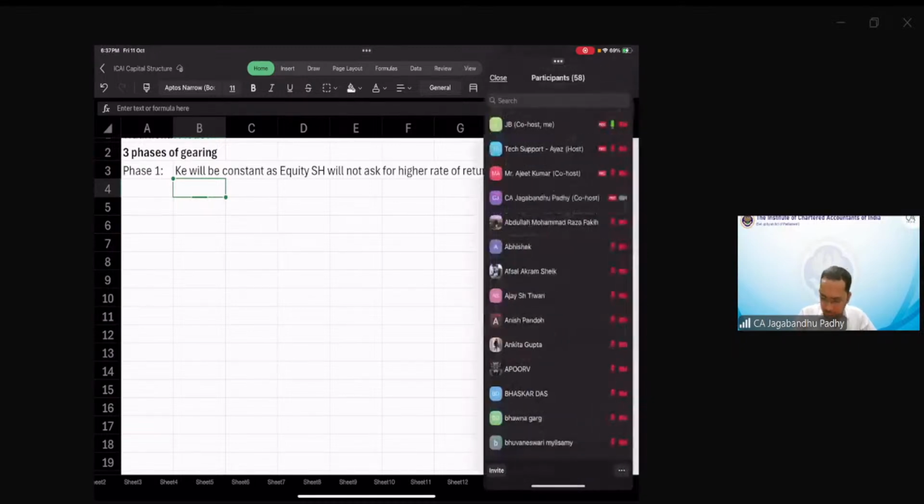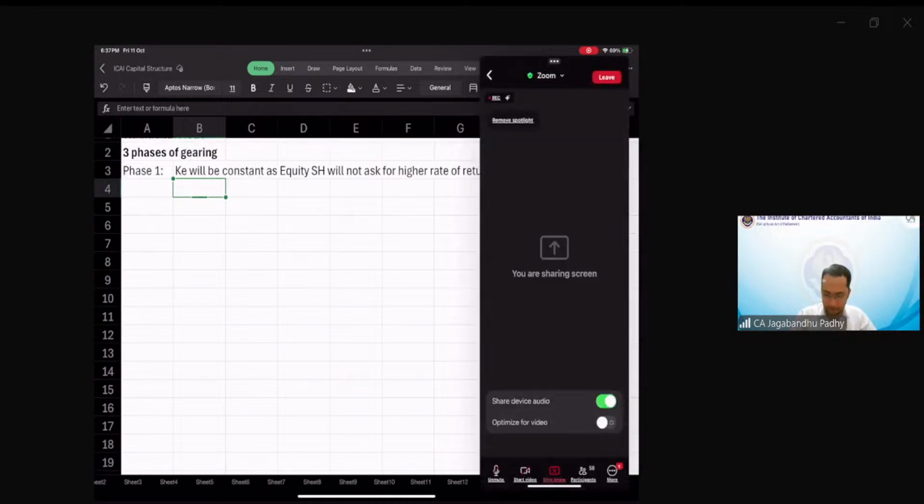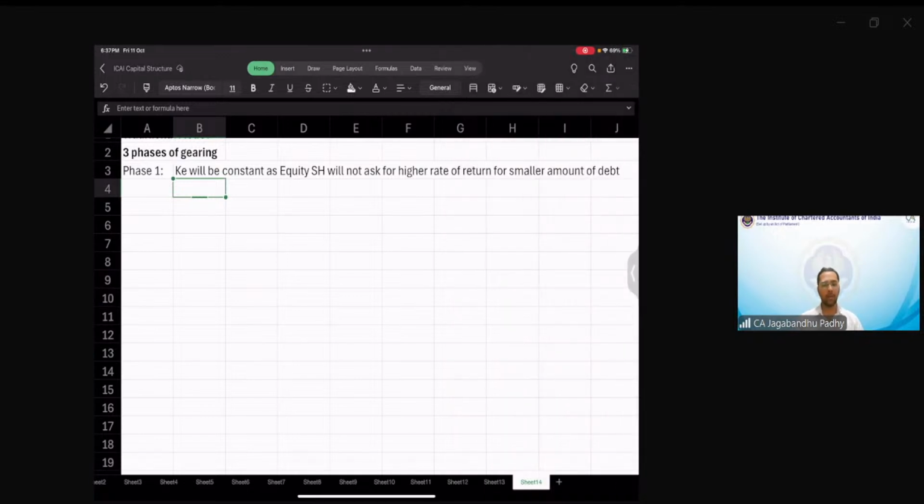1 second, please. Yeah, so cost of equity will be constant as the equity shareholders will not ask for a higher rate of return for smaller amount of debt.